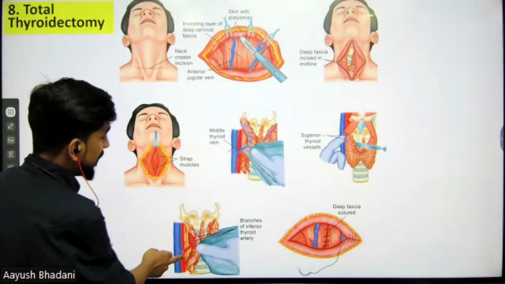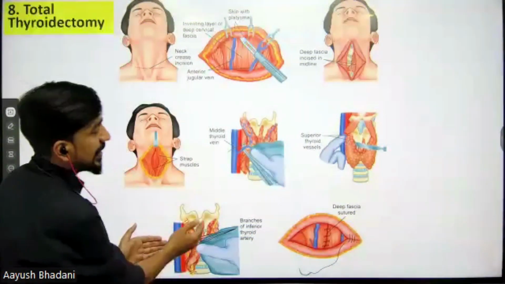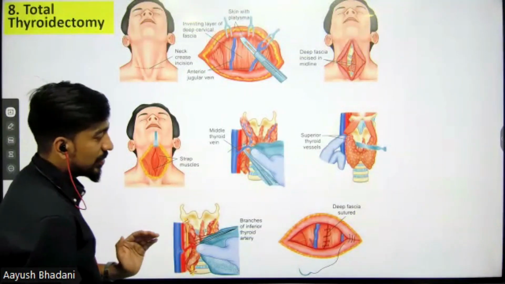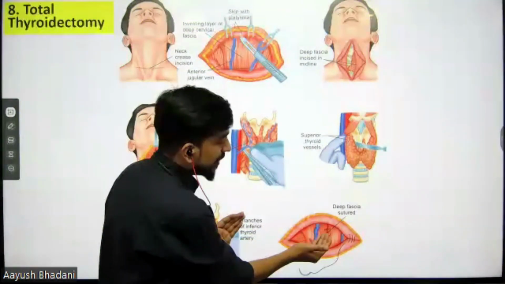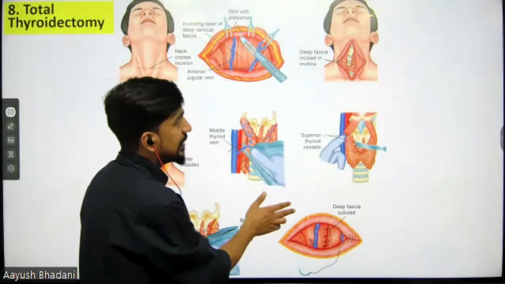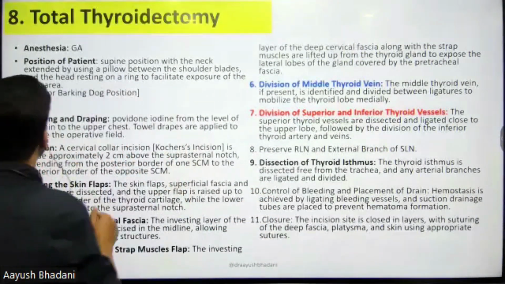Then we have the branches of the inferior thyroid artery, which is coming behind. And then once we have ligated everything and preserved the nerves, we take the thyroid out and suture the deep fascia, approximate the muscles, and suture the subcutaneous layer and the skin. We're done with the thyroid. Let us start the steps.